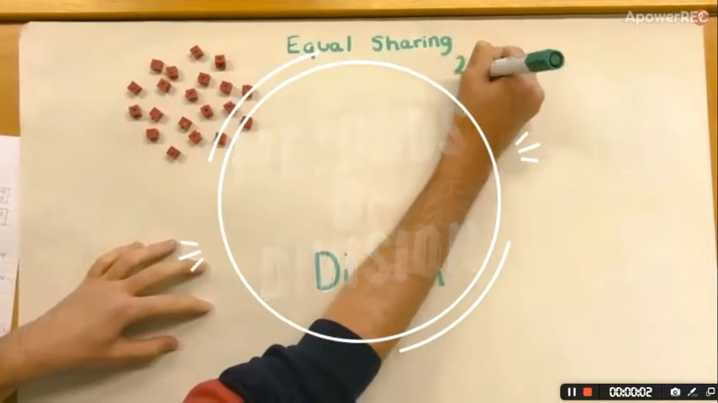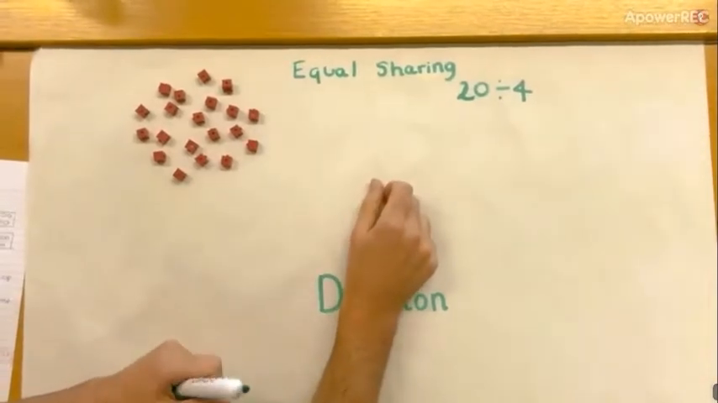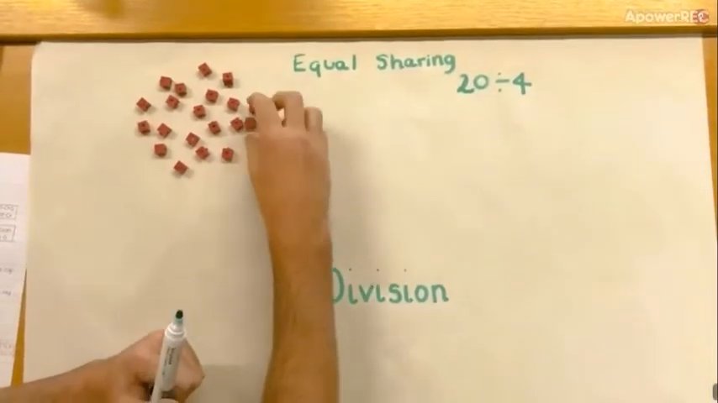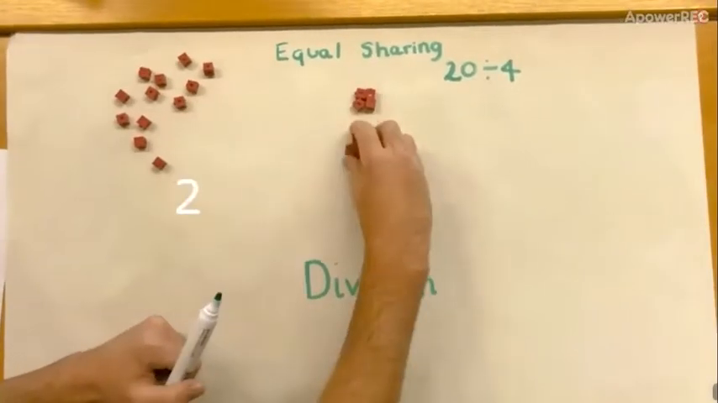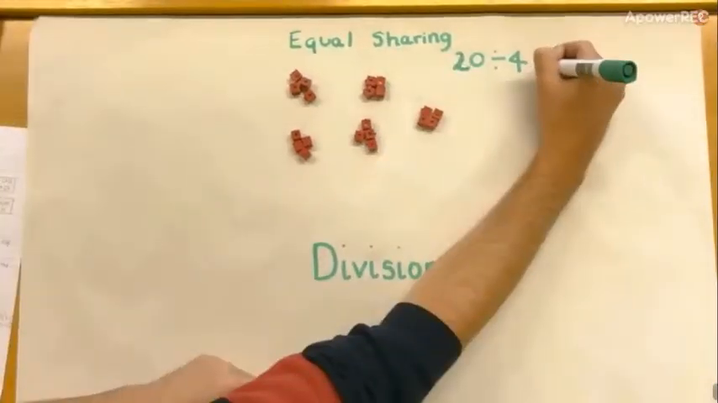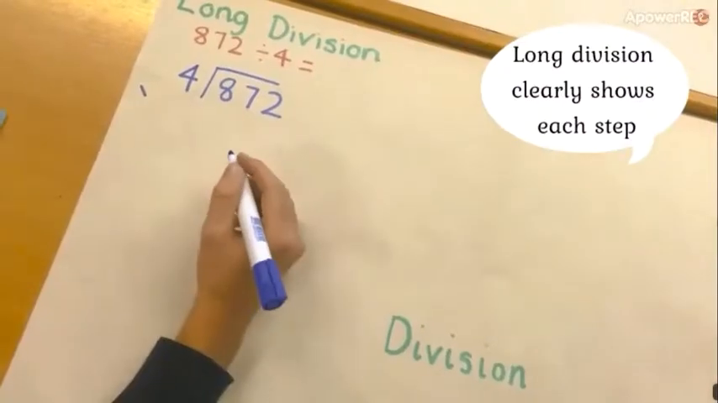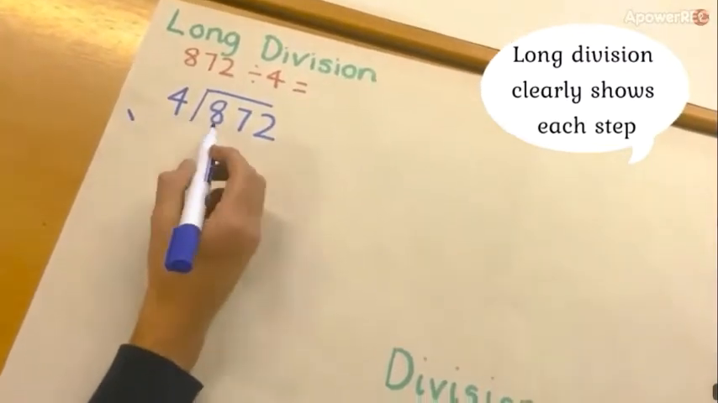So this is where we need to separate it out into equal groups. So we need to separate it out into groups of 4. So this part, we take a group of 4, put it in a... The answer is 872 divided by 4. As you can see, this is how we set it out.